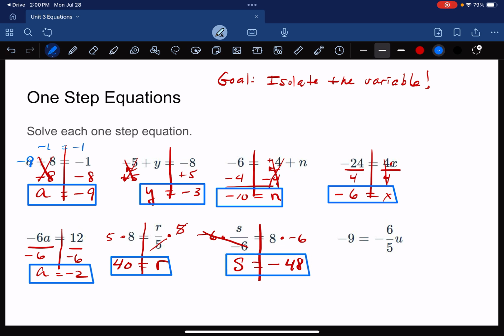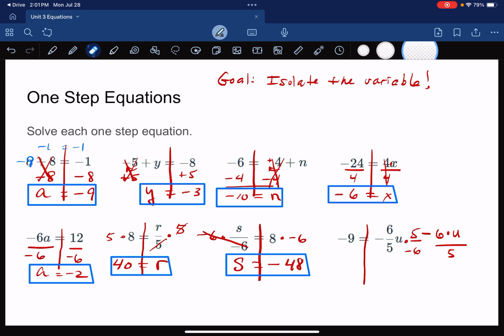And this last one, fractions really just do 2 things. This is really -6 times u, and then it's divided by 5. So the opposite of multiplying by -6 is to divide by -6. And the opposite of dividing by 5 is multiplying by 5.